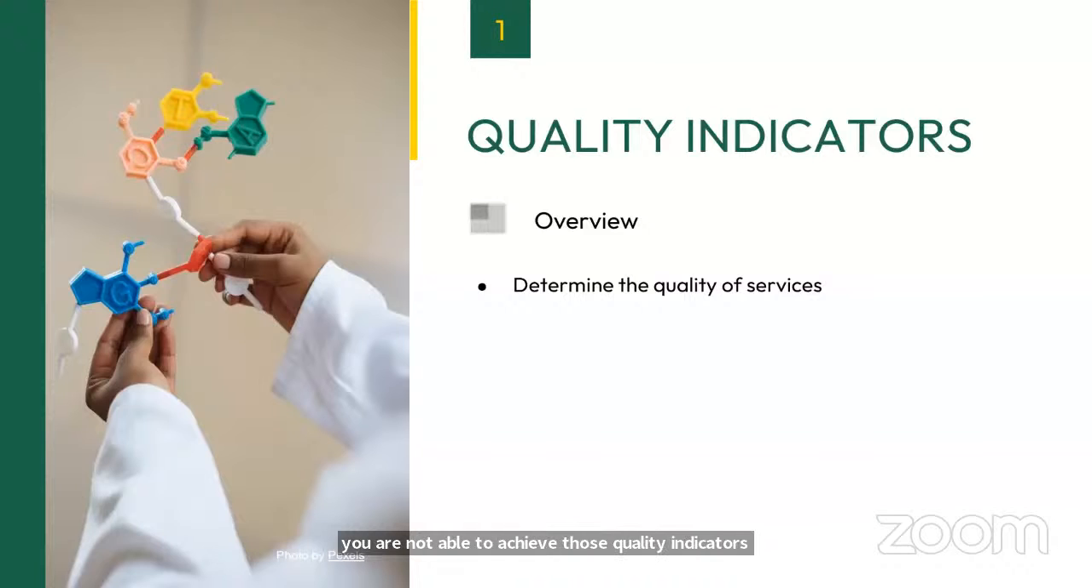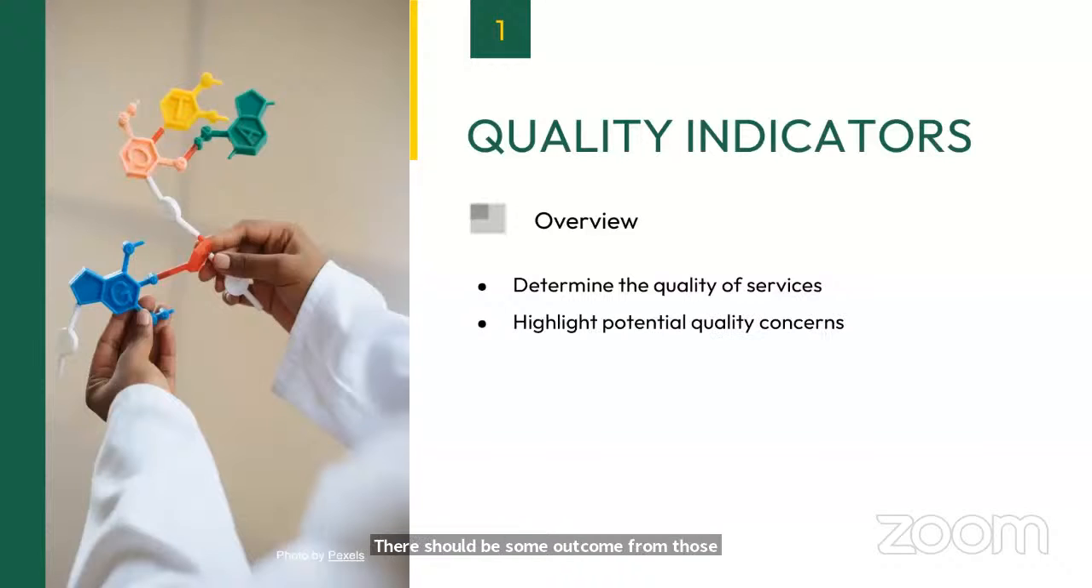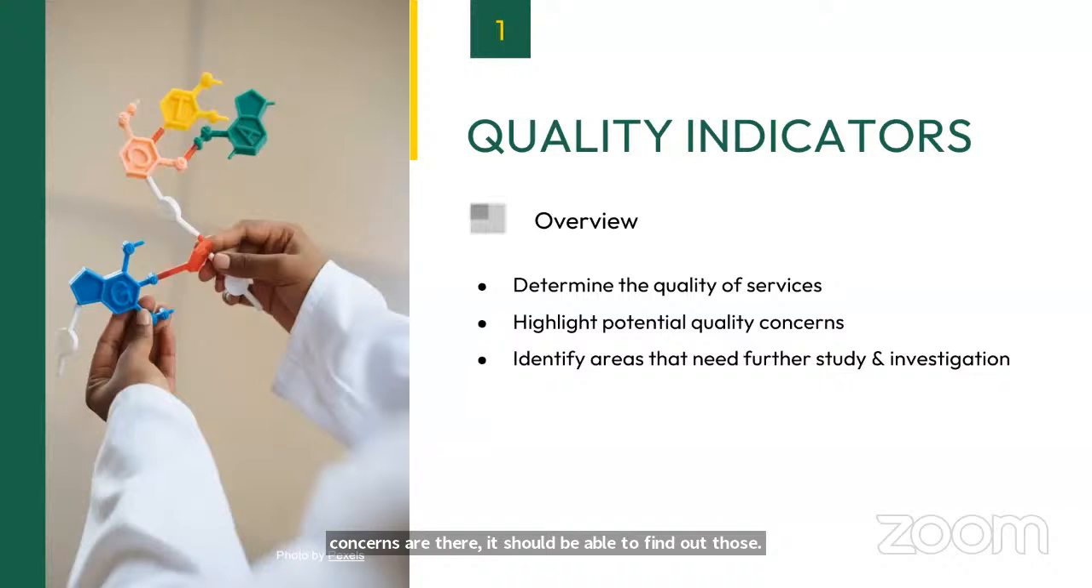It is not just about making some calculations and noting down some data on a daily basis. There should be some outcome from those data that will help you improve the performance of your laboratory. The quality indicators must highlight potential quality concerns. What are the quality concerns? It should be able to find out those quality concerns in your laboratory processes.